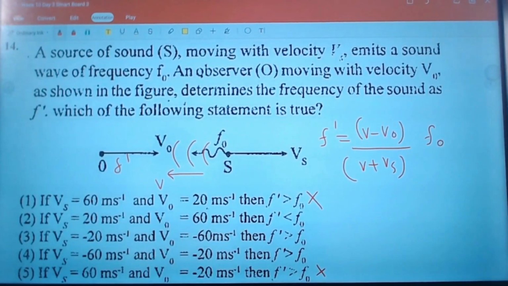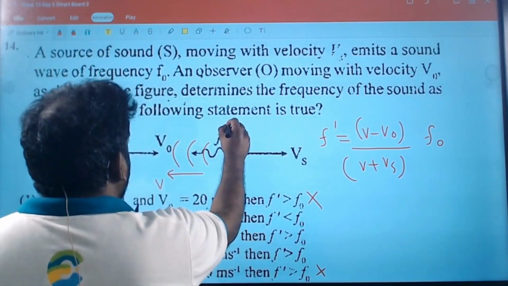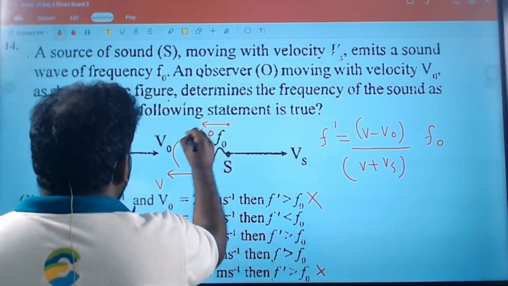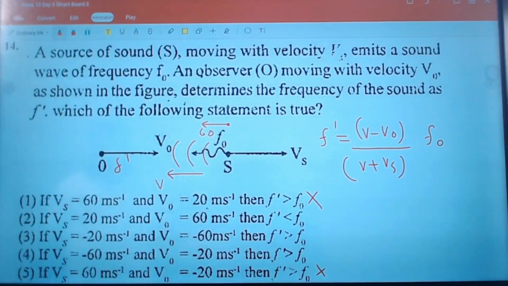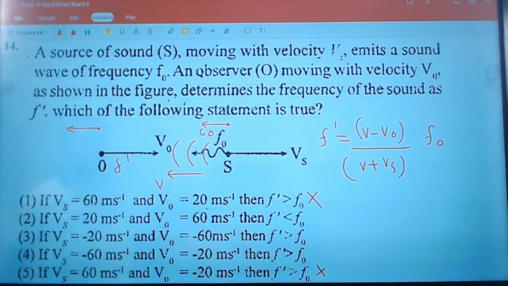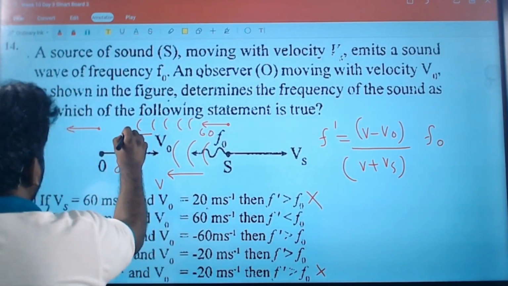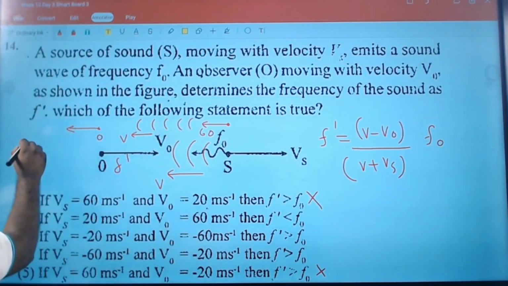Yeah, it's correct. So these three statements are true. What is VS is 60? VS is 60 means going this way. What do you mean by V naught is minus 20? V naught minus 20 is that way. So if you represent it, velocity of sound with respect to observer.